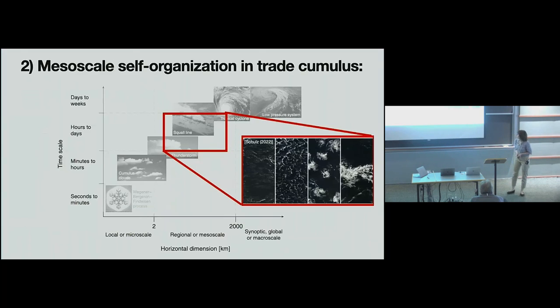Yeah, and with this, I would like to now go to the second example that I'm going to discuss. The second example are trade cumulus clouds. So these are fair weather clouds in the trade wind regions over the oceans. And they are very distinct because they come in all kinds of different shapes and patterns, not only in open and closed cells and streets, but they also come with stuff that looks like what we see here.